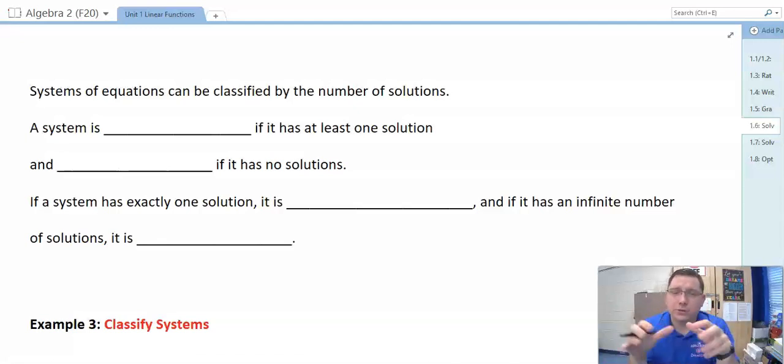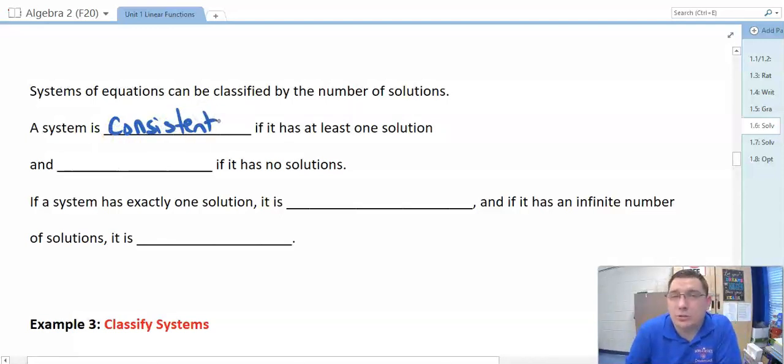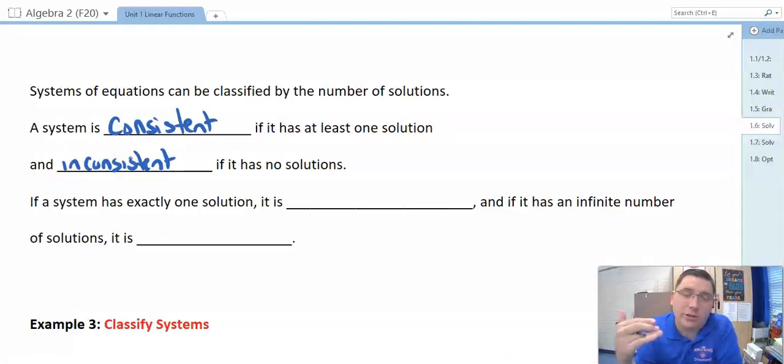And so the first terminology here is that a system is consistent if it has at least one solution. So again, a system is consistent if it has at least one solution. And so if it's consistent with at least one solution, that means it is inconsistent if it has no solutions. If a system has exactly one solution, so again, it's still going to be called consistent, but now we're going to use a second term here for those that have solutions.